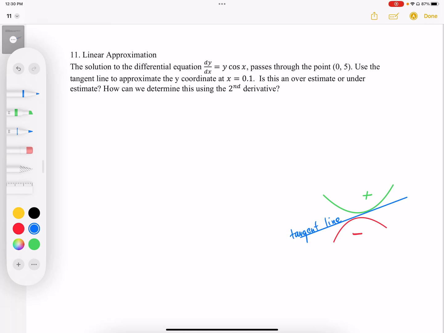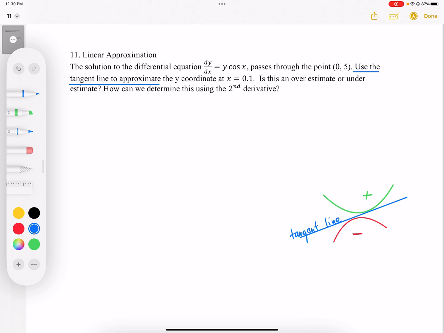Question number 11 says the solution to the differential equation dy/dx = y cos x passes through the point (0, 5). Use the tangent line to approximate the y-coordinate at x = 0.1. So we're going to find the tangent line for approximation. First thing is to find the tangent line.